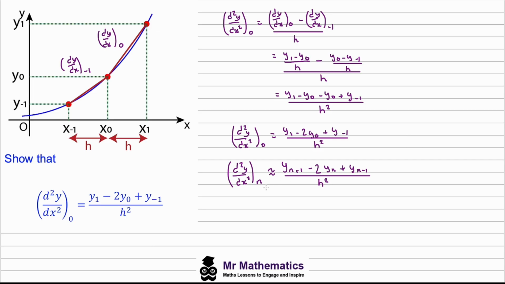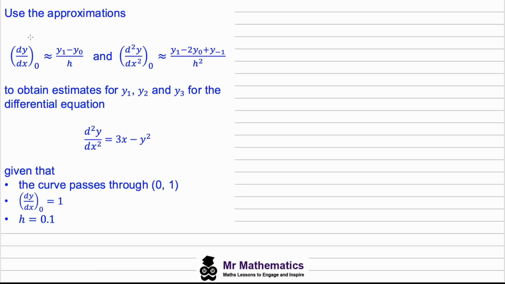In the next question, I'm going to show you how we use this. So in this exam style question, we're given that the initial gradient is y1 minus y0 over h. This is Euler's original equation. Then we're given the approximation for the second derivative. We've been asked to work out y1, y2, and y3 when we're given the second derivative here. We're also told that the curve passes through 0, 1, the initial gradient is 1, and that we've got a step length of 0.1.